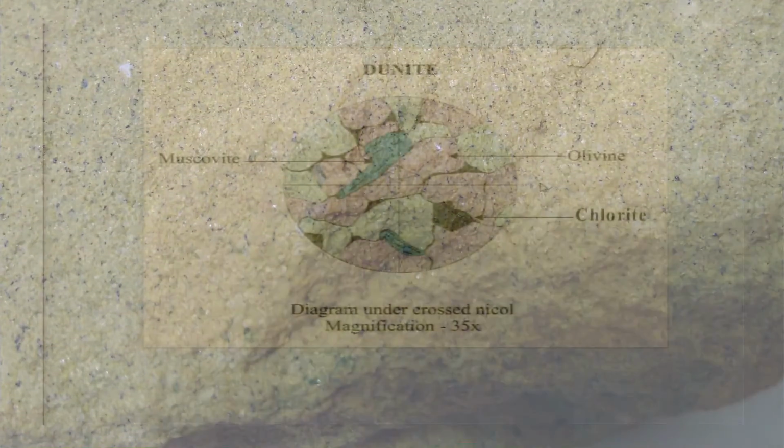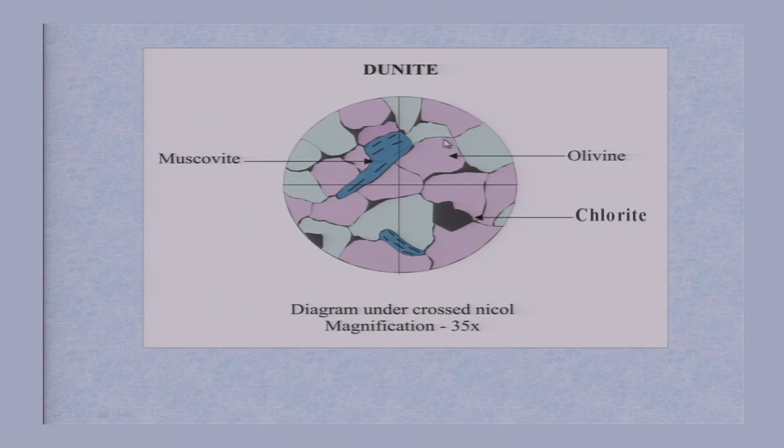Another rock I am citing here is dunite. Dunite is a plutonic rock, a monomineralic rock. It contains 95% olivine. The olivine crystals are more or less anhedral in shape. Olivine later on altered into chlorite and then into muscovite. This rock also shows a very typical texture, which is hypidiomorphic texture in some places.